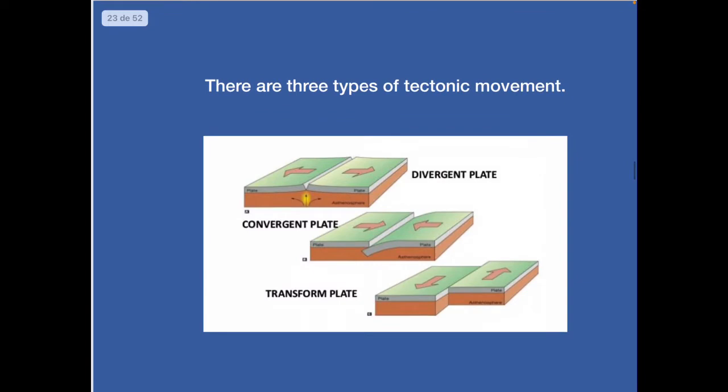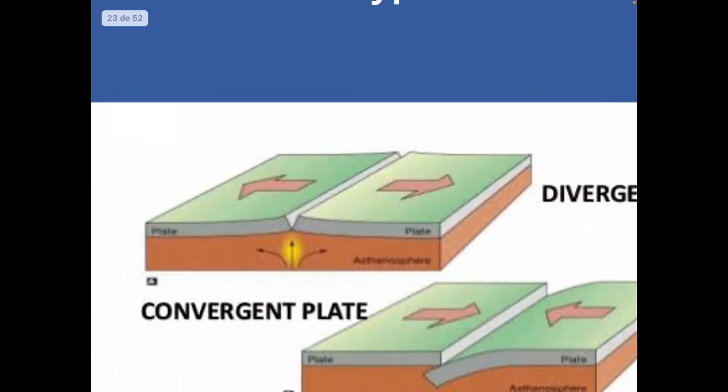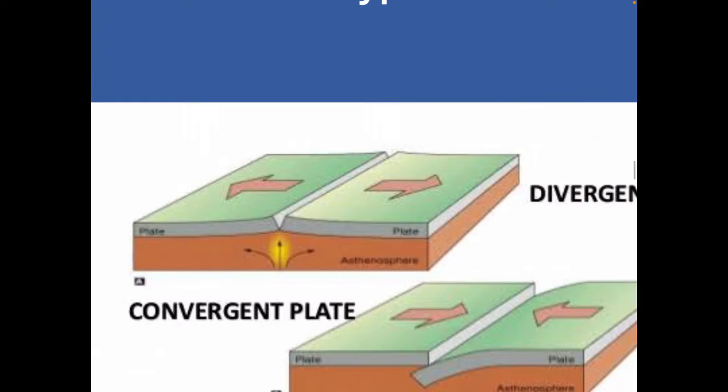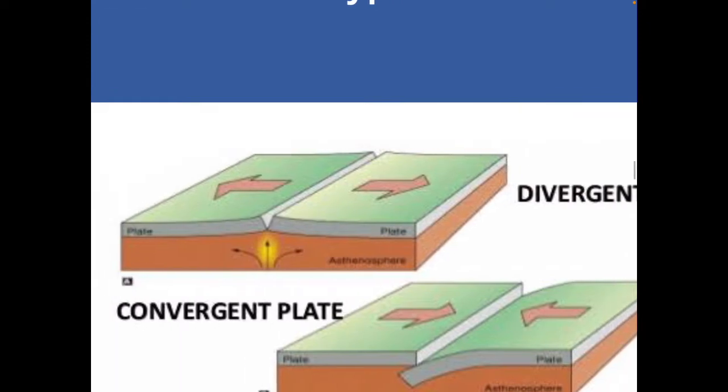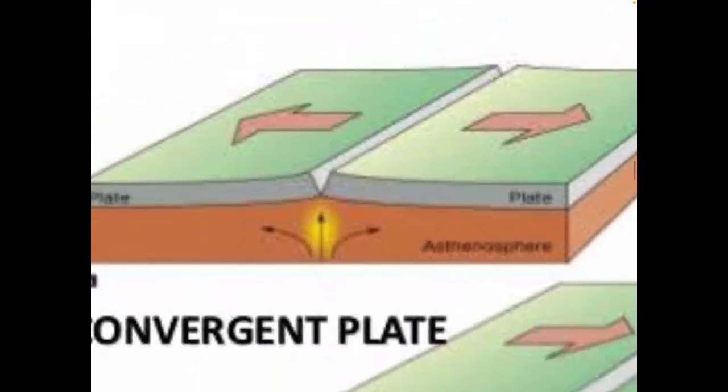So there are basically three ways of tectonic movement. There are going to be plates that are moving away from each other, and that is going to be called divergence. And perhaps in this movement, as the plates spread apart, some liquid material from the asthenosphere is going to get out, and that is going to form a volcano over here, right?